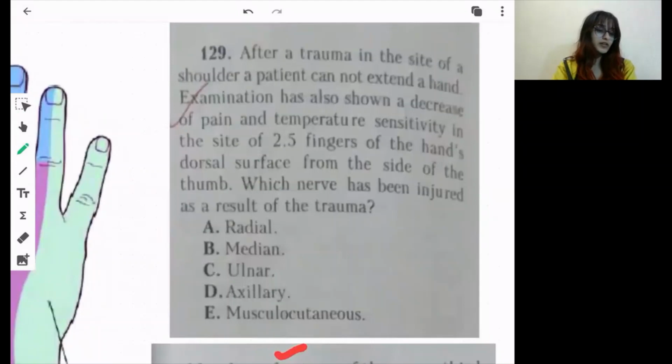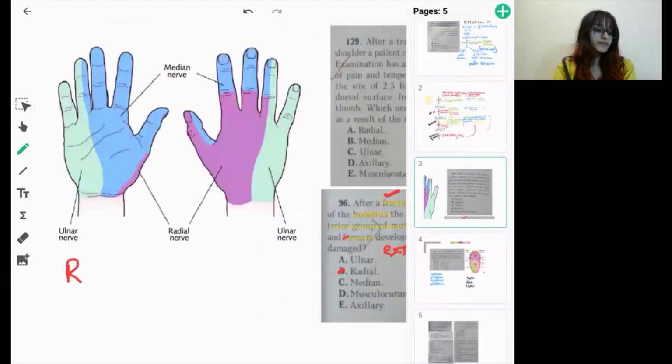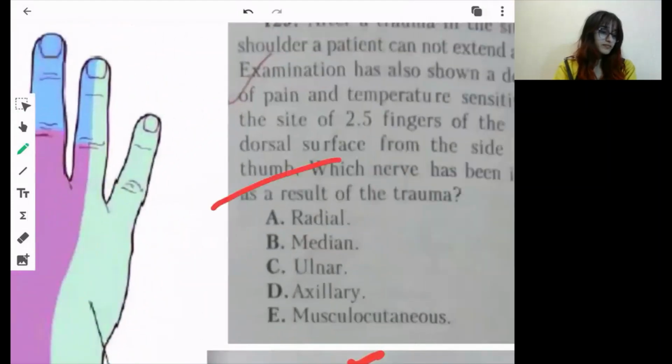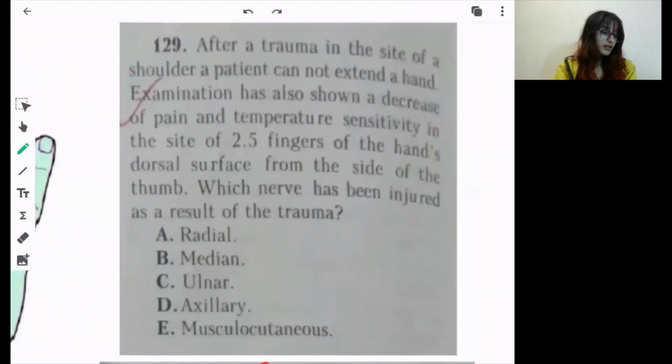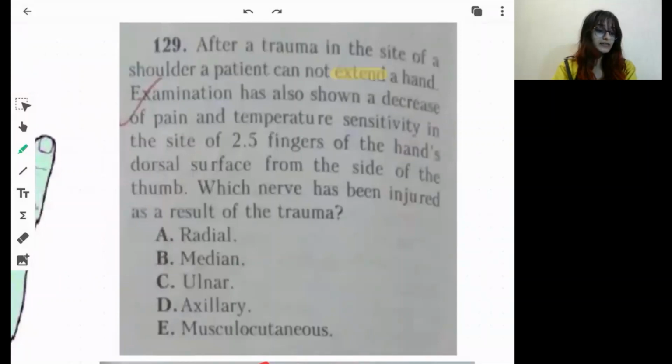This one was similar to this other question, number 98. After a trauma in the site of the shoulder, a patient cannot extend a hand. Examination has also shown a decrease of pain and temperature sensitivity at the site of 2.5 fingers of the hand on the dorsal surface from the side of the thumb.